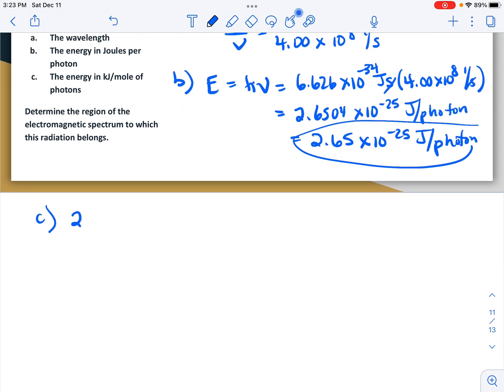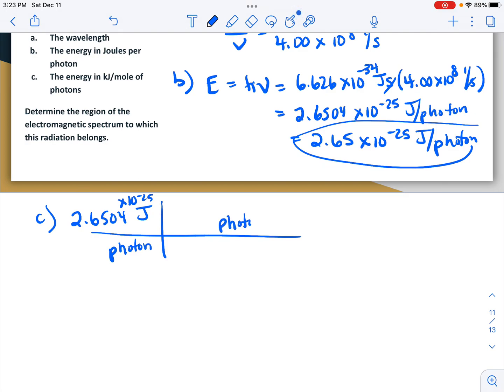And this would be 2.6504 times 10 to the negative 25th joules per photon. And I'm going to rewrite this so that my per photon is in the denominator, so that I can convert this carefully. And this would be photons to moles of photons. So 1 mole is 6.022 times 10 to the 23rd photons, because Avogadro's number works for everything. And then joules to kilojoules, because they asked me to, and I can go from there.